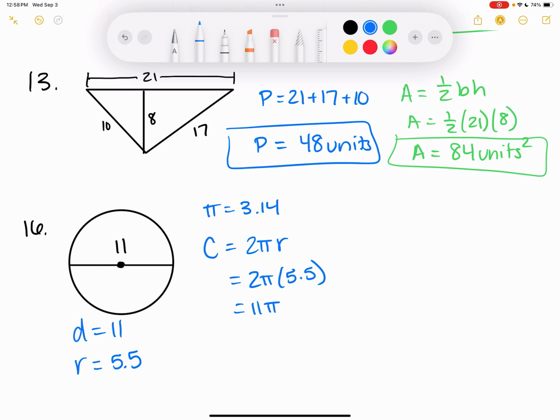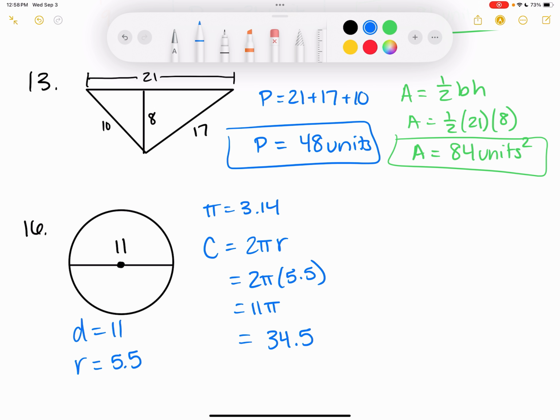Yep, and we're going to round to 1 decimal place, so we're going to call it 34.5. Now, if I use the pi button on my calculator and did 11 pi, the only difference is I would get 34.56, so it would be 34.6 as your final answer. So it's just going to make a difference of like 0.1.